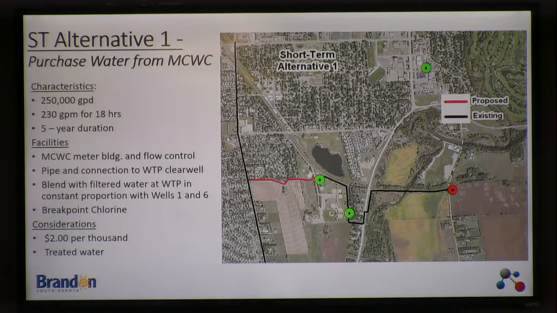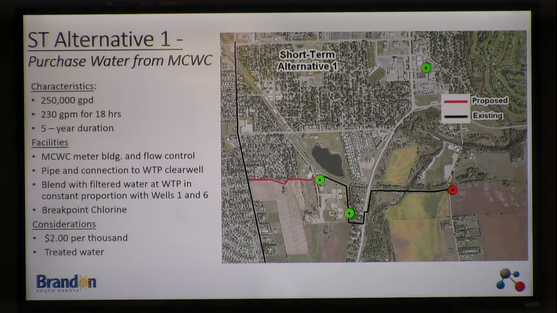Sorry, that Minnehaha Community has. So there's some infrastructure that needs to happen in order to make this go. Basically, this pipeline would need to be constructed to connect that pipe to the water treatment plant. The treatment plant would utilize treated water and blend it with water from the City of Brandon's treated water. So it would be treated Minnehaha Community water blending with Brandon's treated water, with a little chemical adjustment to make that work. And that chemical adjustment is breakpoint chlorination of that water.